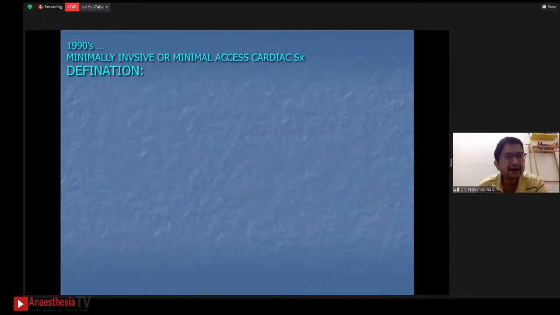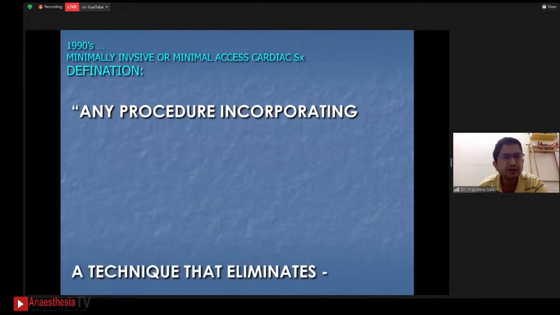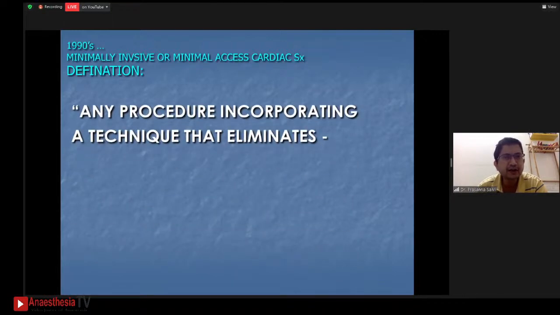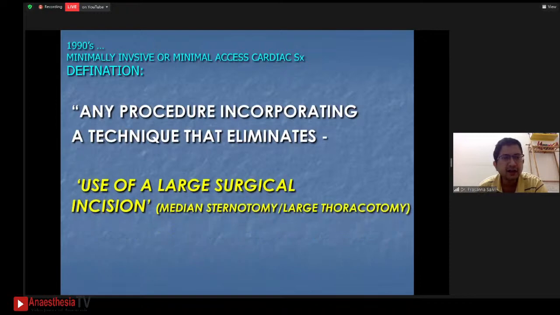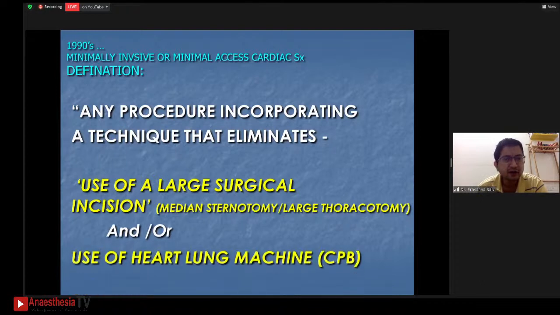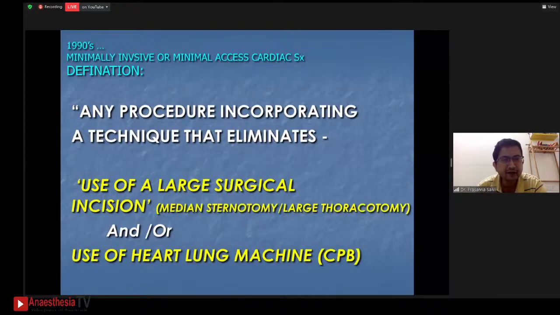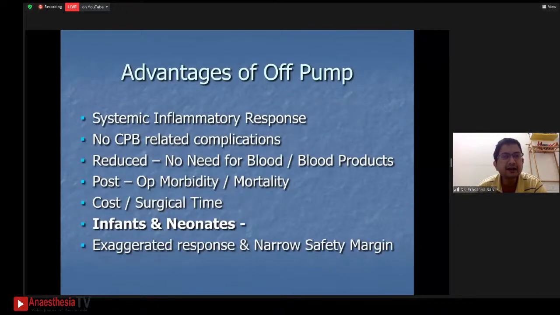So in 1990, the definition of minimally invasive cardiac surgery was any procedure which was incorporating a technique that eliminates use of a large surgical incision, that is a median sternotomy or a large thoracotomy. But I would now extend it so that we even can use it where we don't use a heart-lung machine, or we don't use cardiopulmonary bypass. Sounds weird, but I will come to it.